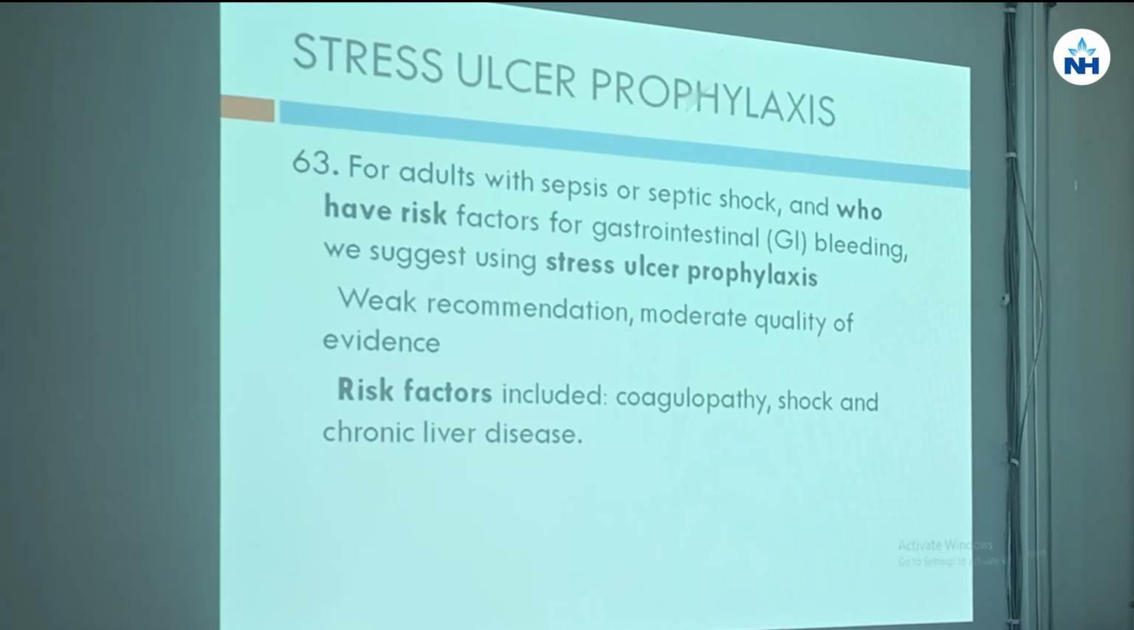Now, stress ulcer prophylaxis. For adults with sepsis or septic shock who have a high risk for GI bleeding, we suggest using stress ulcer prophylaxis. This is a weak recommendation and moderate quality of evidence. Risk factors include coagulopathy, shock, and chronic liver disease.